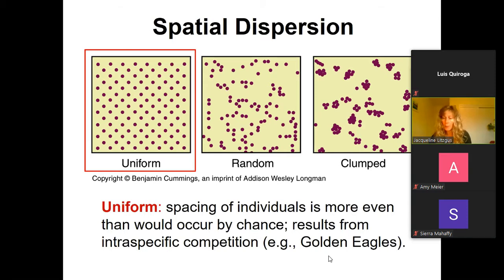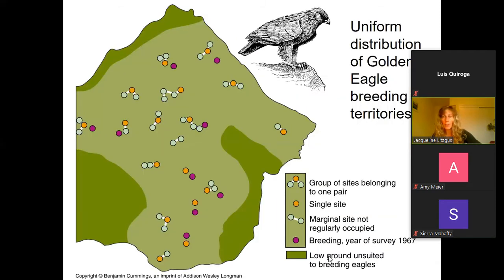So if you have an animal that is territorial during its breeding season, in an area of relatively equal habitat quality, then you might expect them to keep equal distances among each of those breeding sites. And we have an example of that shown here using golden eagles during their breeding time of year.